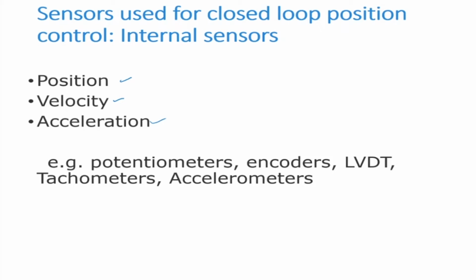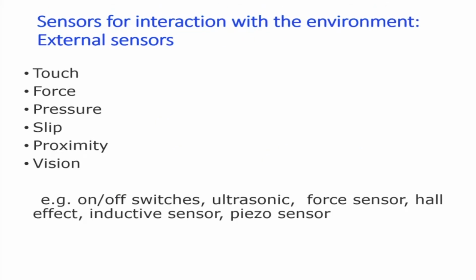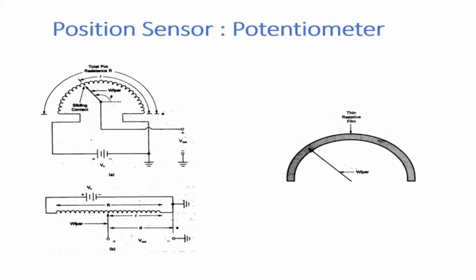And there are different kinds of sensors: potentiometers, encoders, LVDT, tachometers, accelerometers. These are all internal sensors. External sensors are required for interaction with the environment: touch, pressure, slip, proximity, vision. And these are like on-off switches, ultrasonic force sensors, Hall effect sensors, piezo sensors, cameras. So these are all sensors required for external interaction. So let's start off with internal sensors.